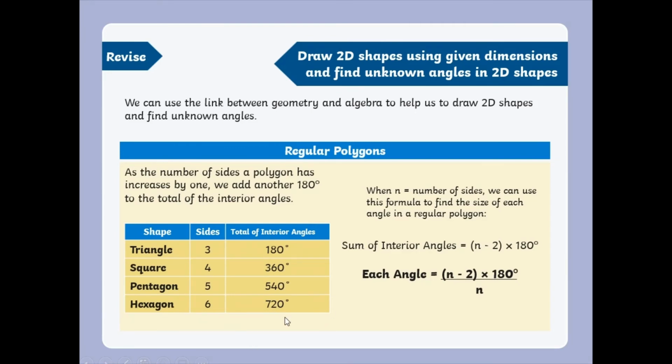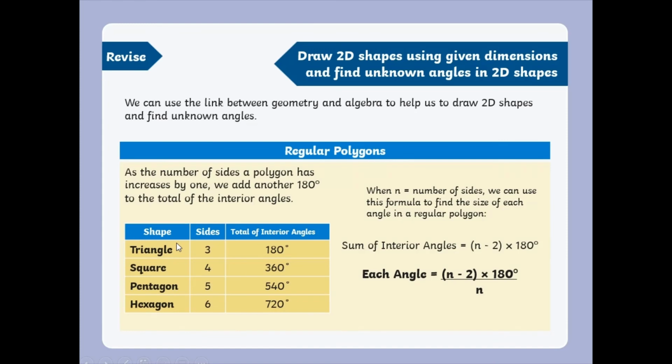Now we can write that as a formula if we wanted to. Okay, if n is the number of sides, we could use this formula here. Number of sides minus 2, times 180. So the number of sides of a triangle is 3, minus 2, which is 1, times 180. Voila. Square, 4 minus 2, times 180. That's 2 times 180, which is 360. And so on, so on, so on.